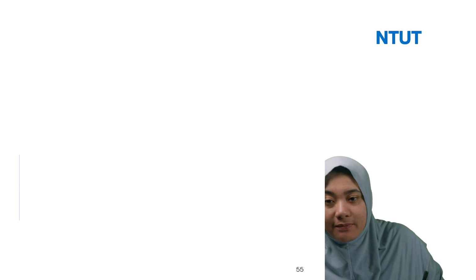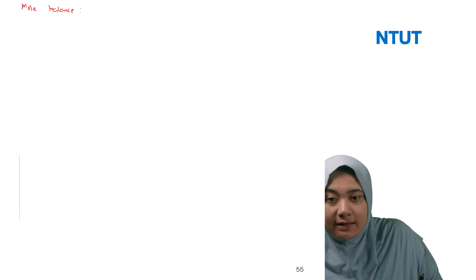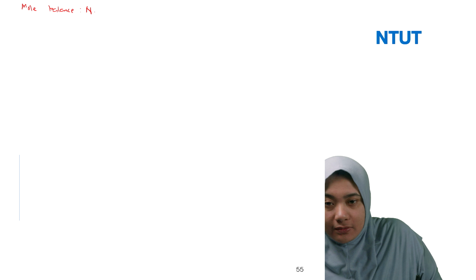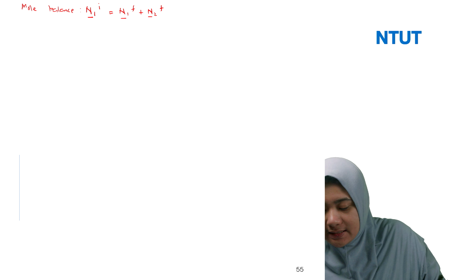First, the mole balance. So you need to know the mole balance here. You have the N1 initial equal to the N1 final plus N2 final. So in this case, this is the first equation from the mole balance.